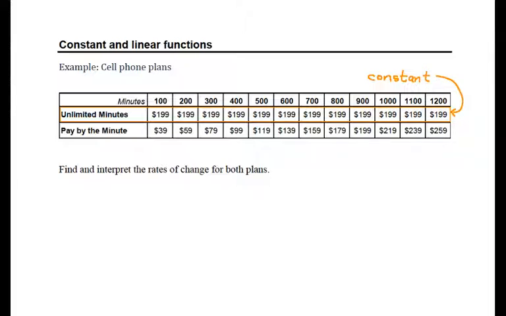On the other hand, if we look at the pay by the minute plan, we can see that it looks like the amount that we are paying is increasing at a constant rate. Not the same as a constant function, right? So here we can see that it looks like a $20 increase here. It looks like another $20 increase here, etc. It doesn't matter what two adjacent points we're looking at, that increases $20 every time we go up by 100 minutes.